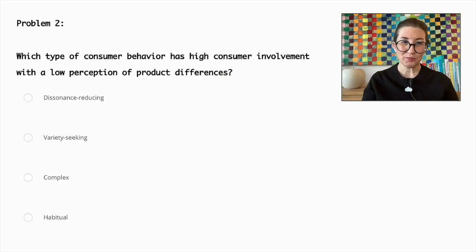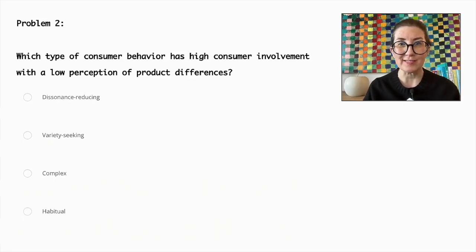Problem number 2. Which type of consumer behavior has high consumer involvement with a low perception of product differences? Dissonance reducing, variety seeking, complex, or habitual?